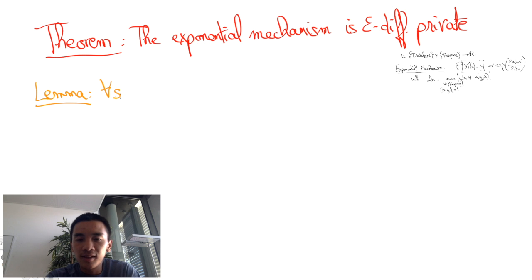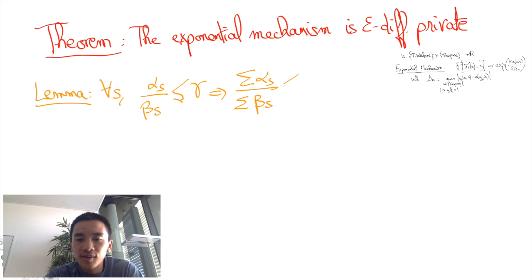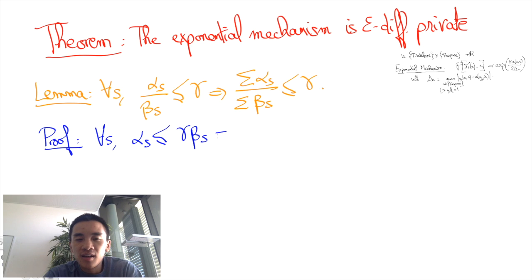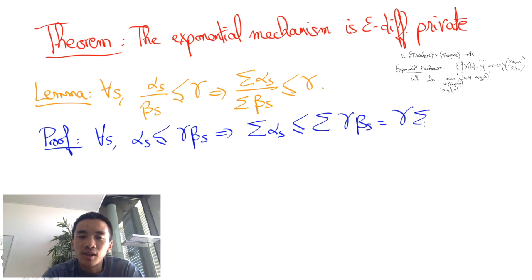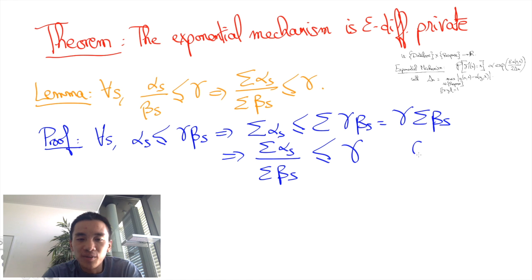The lemma says that if alpha s divided by beta s is at most gamma for all values of s, then the sum of the alpha s divided by the sum of the beta s is also at most gamma. This is quite easy to prove. Indeed, the assumption allows us to say that alpha s is going to be at most gamma times beta s. And so when we take the sum over all alpha s, this is at most the sum over all gamma beta s, which is at most gamma times the sum of beta s, and thus the ratio of the sums is going to be at most gamma.